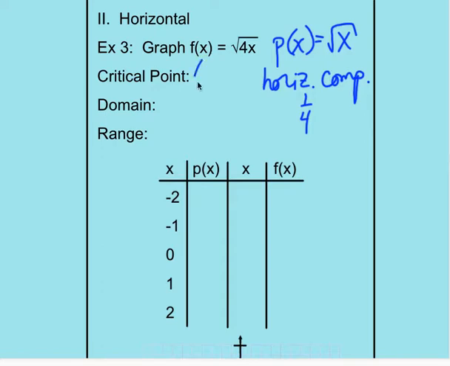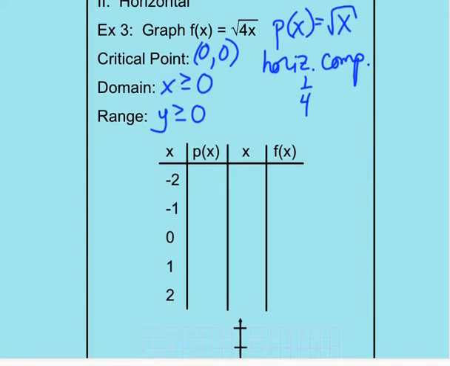Critical point, still 0, 0. Multiplying by 1/4 doesn't change that. Domain, what's under the radical must be greater than or equal to 0. So x has to be greater than or equal to 0. And because there's no shift, our range is y is greater than or equal to 0.